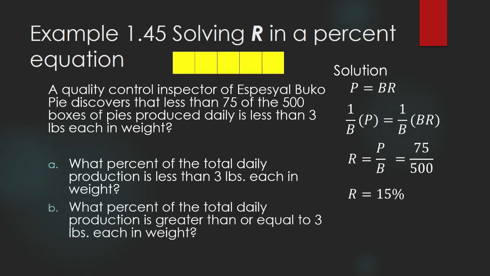What percent of the total daily production is greater than or equal to 3 pounds each in weight? So we are looking for the complement. What's given here is that 15% are less than 3 pounds in weight. And so the complement of 15% is 1 minus 0.15, and this is equal to 0.85 or 85%. So the percent of the total daily production that is greater than or equal to 3 pounds each in weight is 85%.